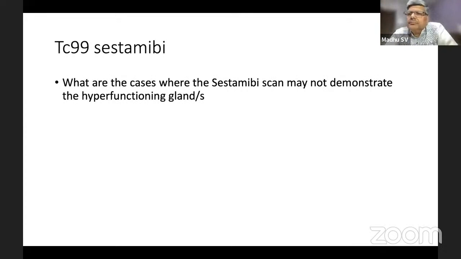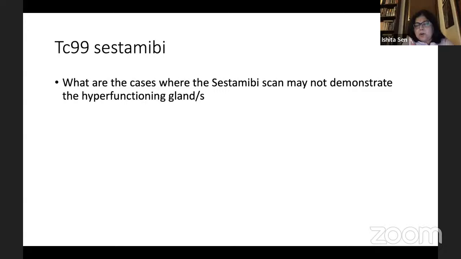Sometimes Sestamibi fails to demonstrate hyperfunctioning glands. What are the clinical scenarios or causes why you may get a negative Sestamibi scan despite having PHPT? So you get a negative Sestamibi scan in about 10 to 15% of patients. The usual causes are very small glands, multiglandular hyperplasia, and glands which are in the tracheoesophageal groove. Especially when you do just planar imaging and not SPECT imaging, you may miss the small lesions sitting in the tracheoesophageal groove. Also, adenomas which are oxyphil cell poor or depleted.